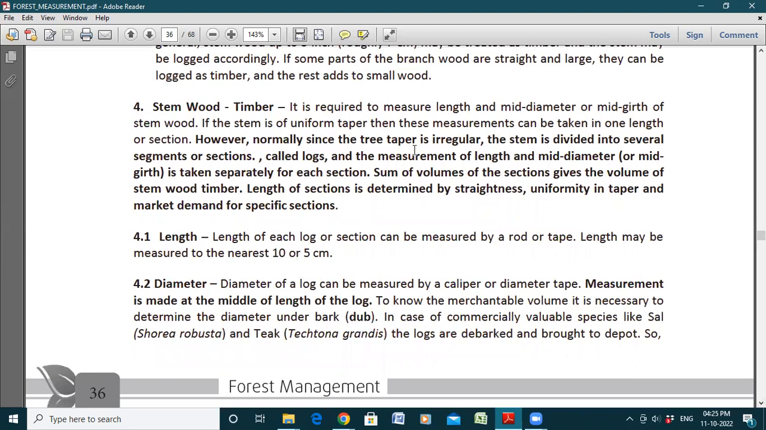However, normally since the tree taper is irregular, the stem is divided into several segments or sections known as logs, and the measurement of length and mid diameter is taken separately for each section. The sum of the values of the sections gives the total volume of the stem wood timber. Length of the section is determined by the straightness, uniformity in taper, and market demand for specific sections.